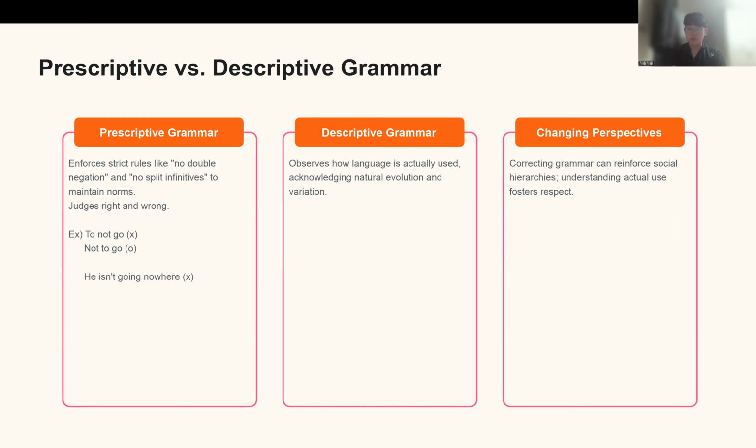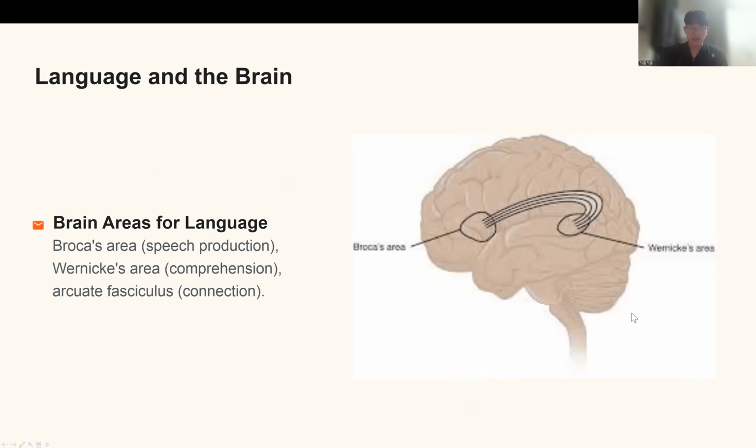Descriptive grammar observes how language is used in real life and acknowledges natural flow, evolution, and variations. So there is no good and bad in descriptive grammar, and I learned that this is very important in learning language. The last one is my favorite, and it's language and the brain.